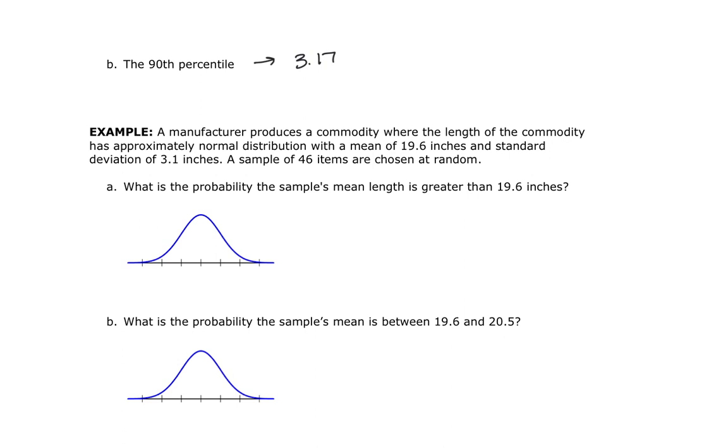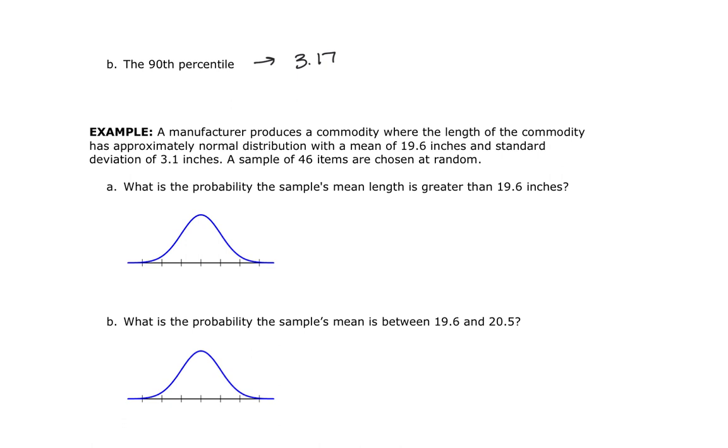A manufacturing company produces a commodity where the length of the commodity has an approximately normal distribution. Cool. That means I don't really care what my sample size is. It is more than 30, but they're telling me it's normally distributed, so that makes my life easier. I have 19.6 as the mean, standard deviation of 3.1, sample size of 46. So again, I'm going to go over to my calculator and put all those numbers in appropriately. My mu sub x is going to be 19.6, my sigma is going to be 3.1, and my n is 46.